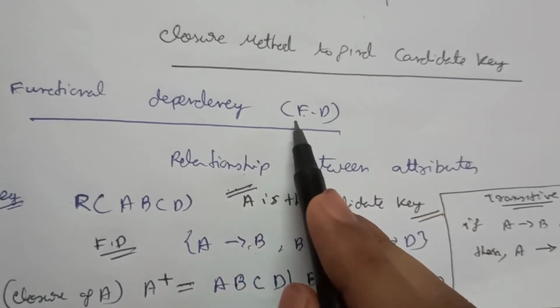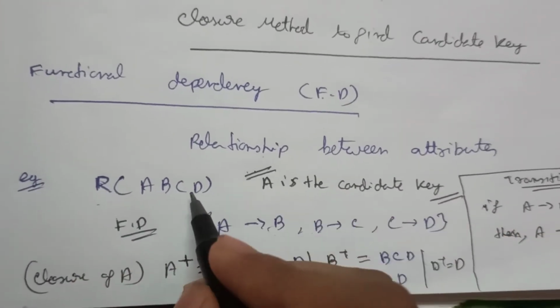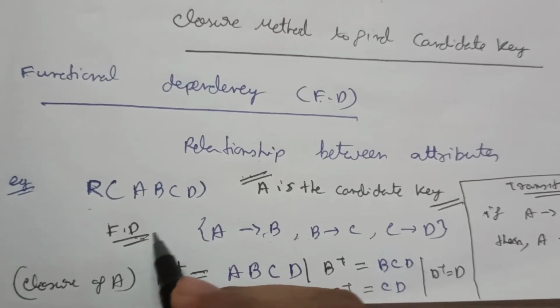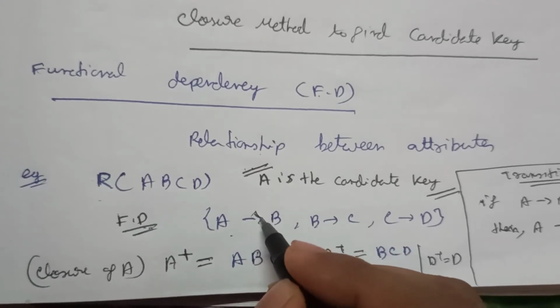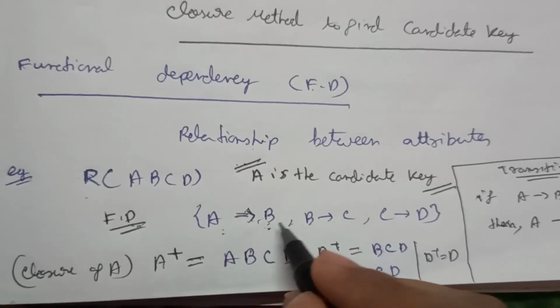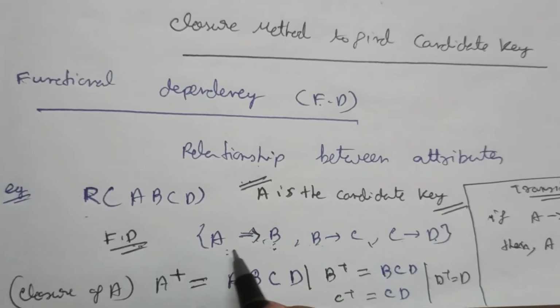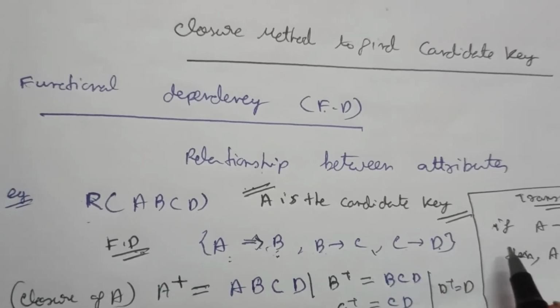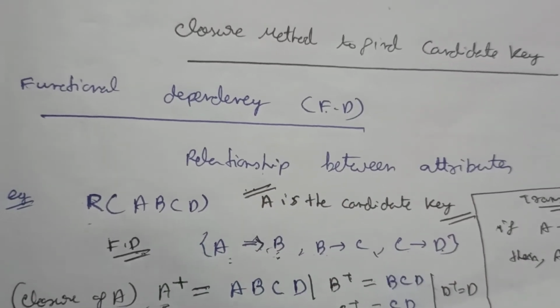So these are known as functional dependencies or FDs. This is a relation R(A, B, C, D), and the functional dependencies of this relation are: A defines B. How to read this? This is read as A defines B, B defines C, and C defines D. So these are the functional dependencies of our relation. Now let's check how to find the closure of A.